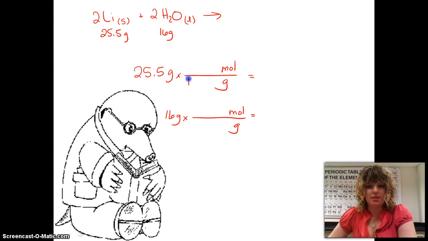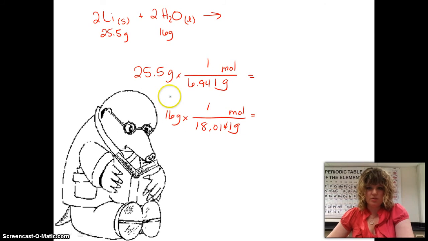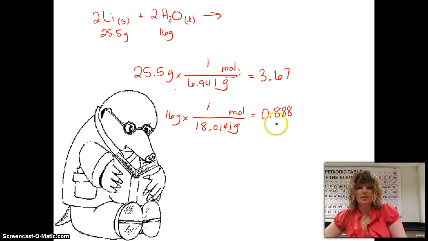So lithium is that 6.941. Water is 18.0141. 1 mole goes on top of both. Get my calculator here. So we'd have 25.5 divided by 6.94. So we get 3.67. And then 16 divided by 18.0141. We get 0.888. Now this is not just because this one's less. Remember, that's not the case. We always have to use the mole ratio.